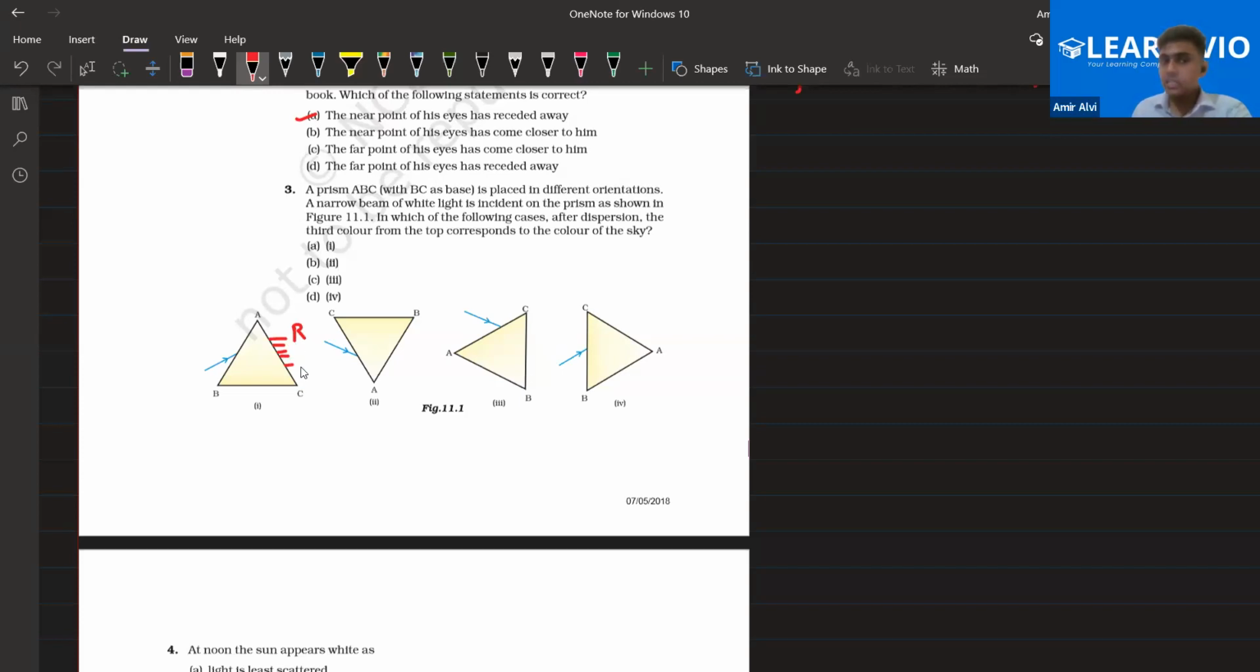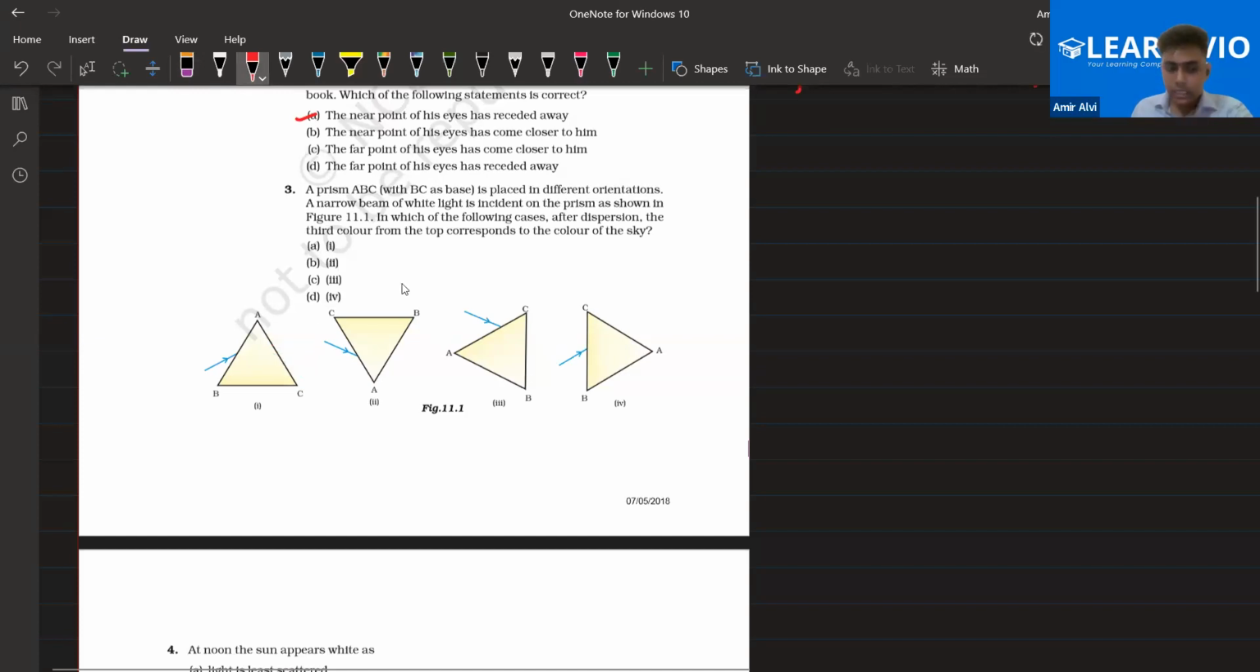So in this case, the blue color is coming from the bottom, basically the third from the bottom. Basically, this is violet, then indigo and blue. So it is coming from the bottom, but we need it from the top. So it is not going to be the case, right? That's why we will be discarding it.